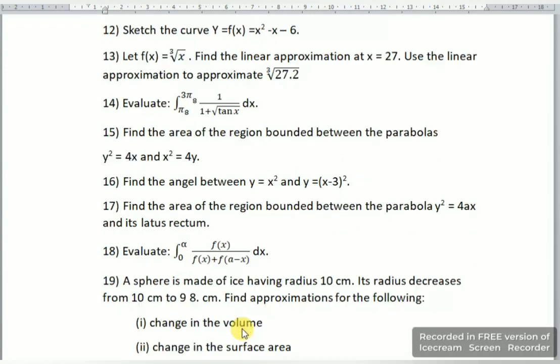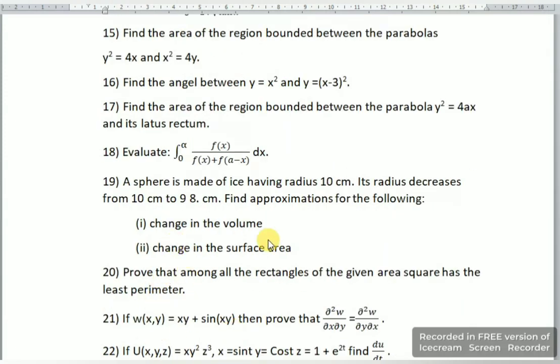Next one, a sphere is made of ice having radius 10 cm. Its radius decreases from 10 cm to 9.8 cm. Find approximation for the following: change in the volume, change in the surface area. Next one, prove that among all the rectangles of the given area, the square has the least perimeter.